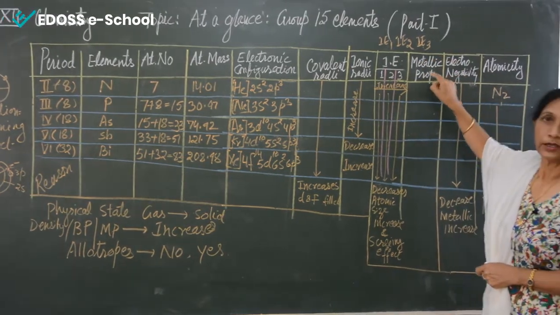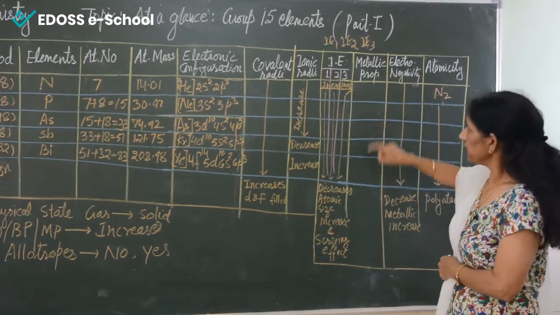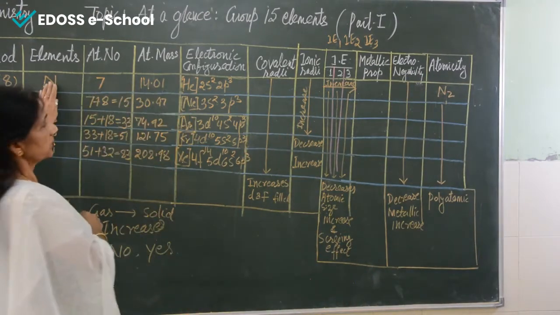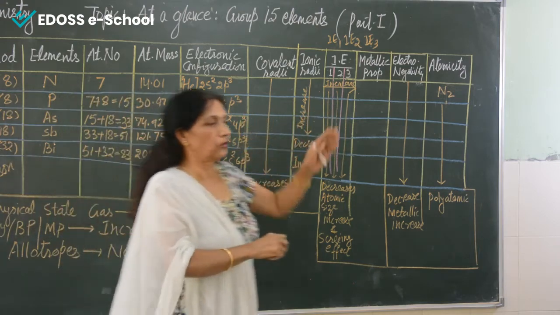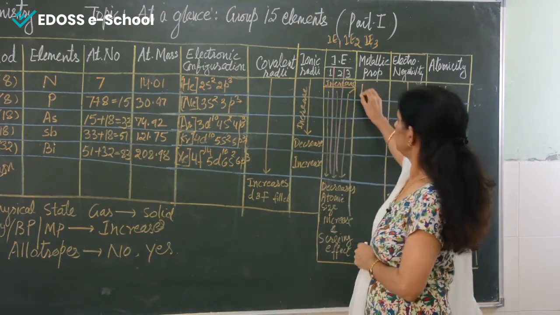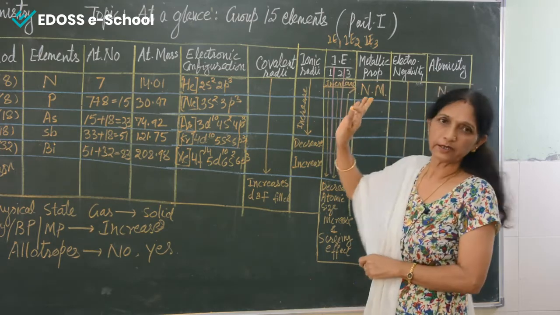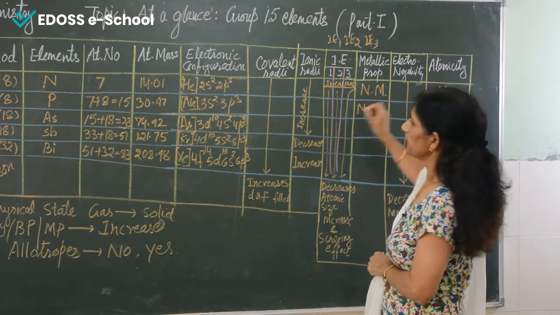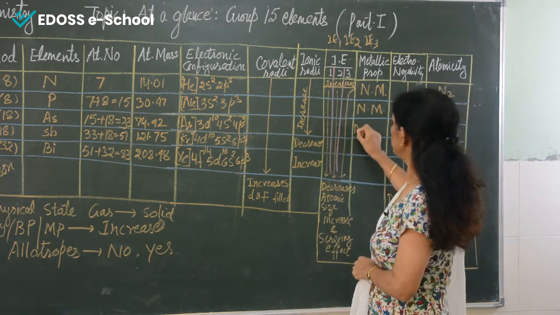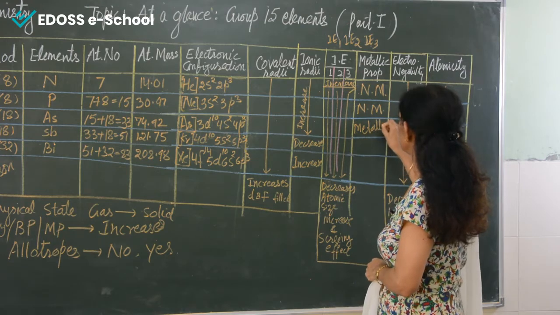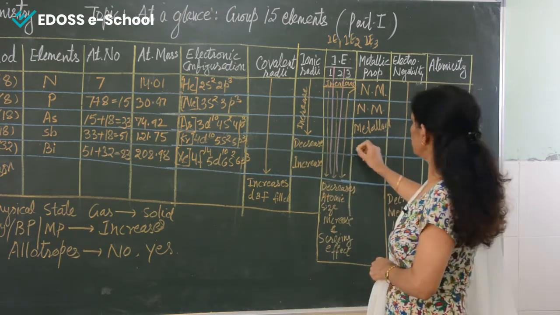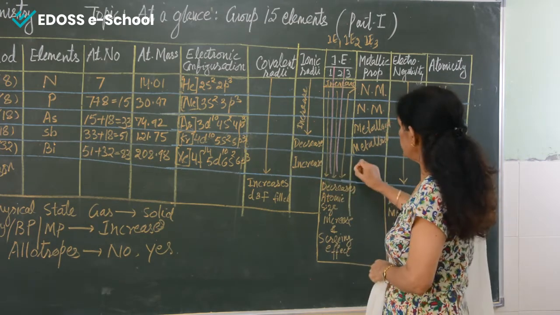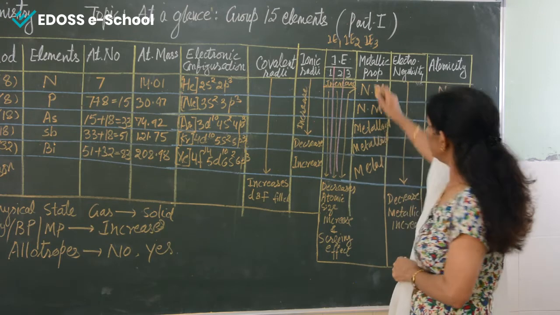metallic property. Now see what is metallic property. See here, this is nitrogen, and nitrogen we know is a non-metal. This is non-metal. And second, phosphorus is also non-metal. And arsenic is metalloid. Antimony is also metalloid. And bismuth is metal.